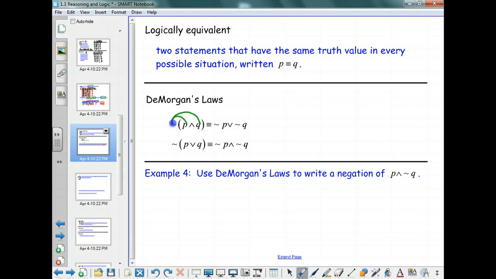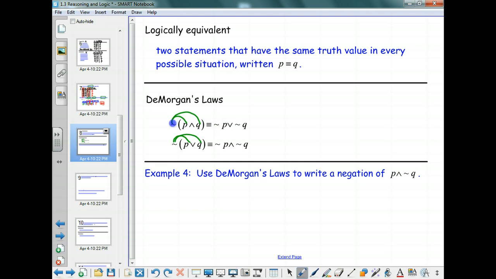Alright? So you see this tilde affects P, it becomes tilde P. The tilde affects Q, it becomes tilde Q. But what else also happens? The sign switched. Right? So our conjunctions become disjunctions, and likewise down here, our disjunction becomes a conjunction. So it's like it's distributing, but it's distributing to all three pieces, each of our individual statements, and the symbol that joins them. That's De Morgan's laws.